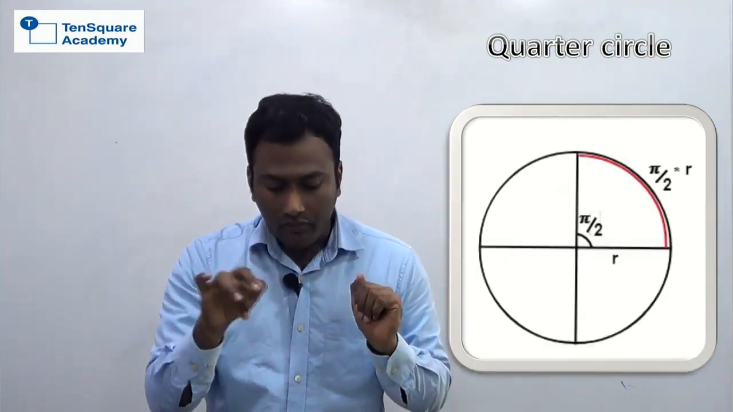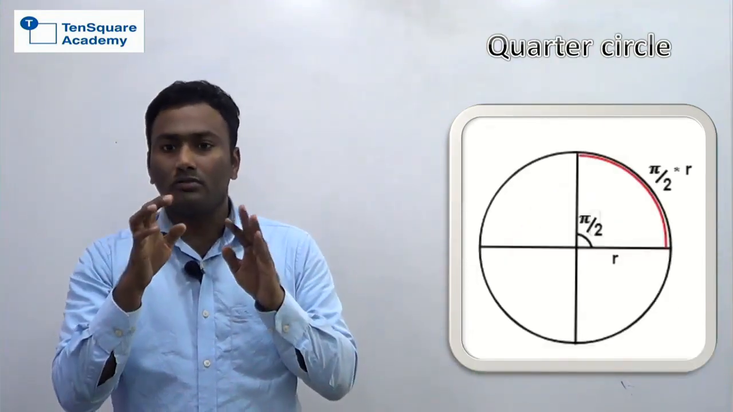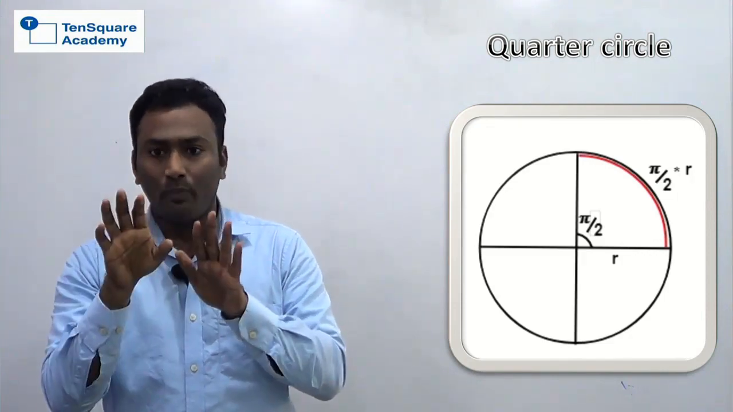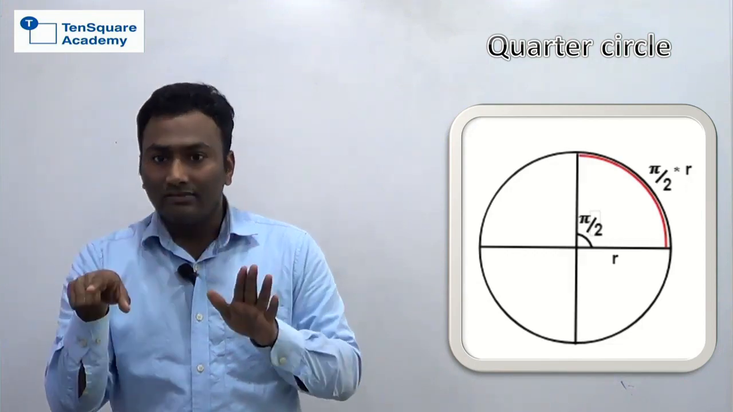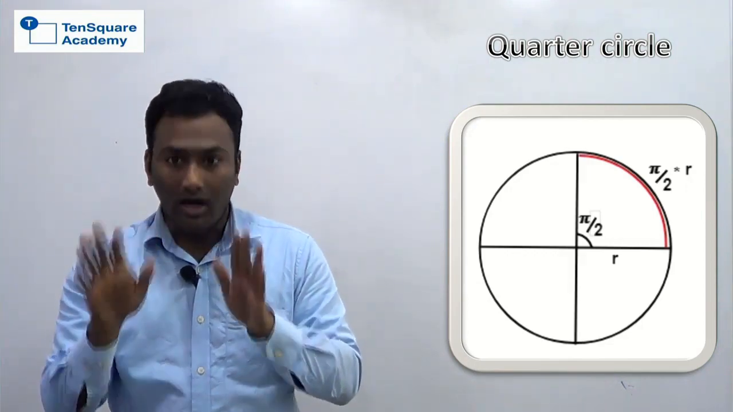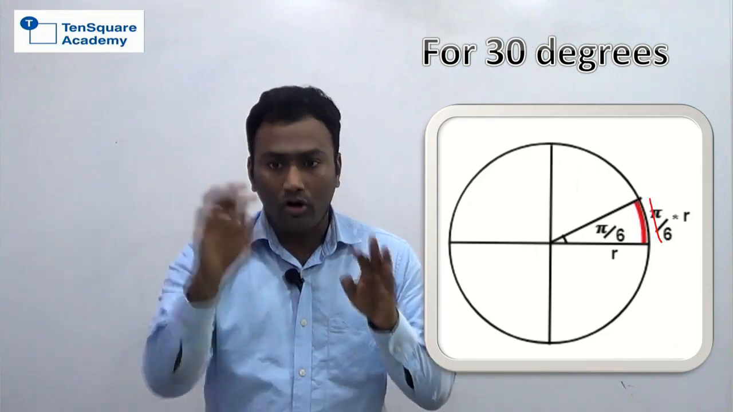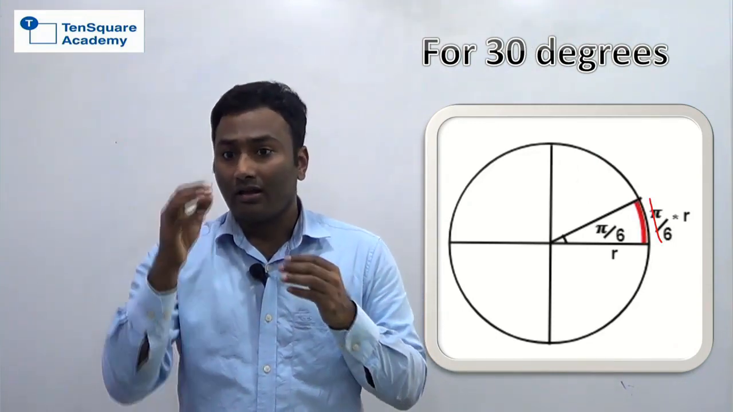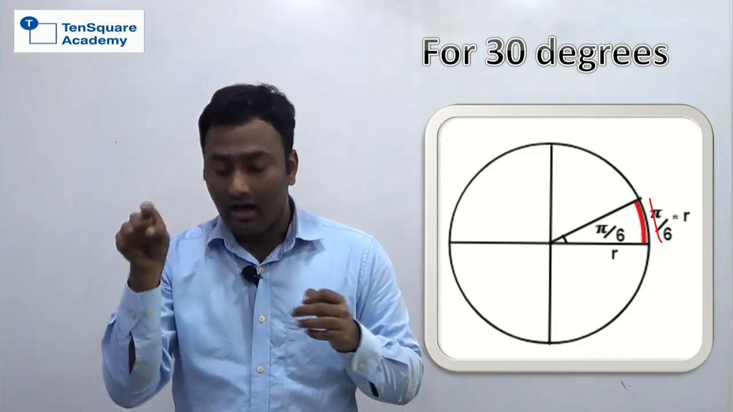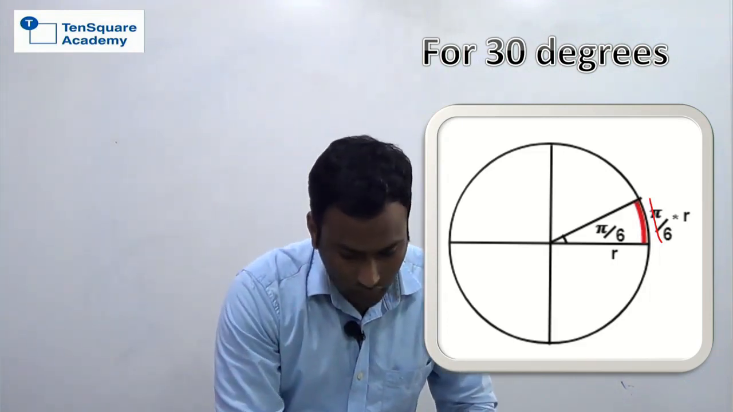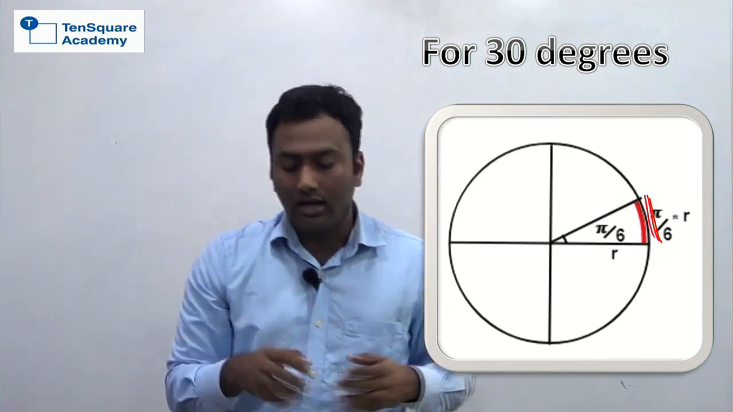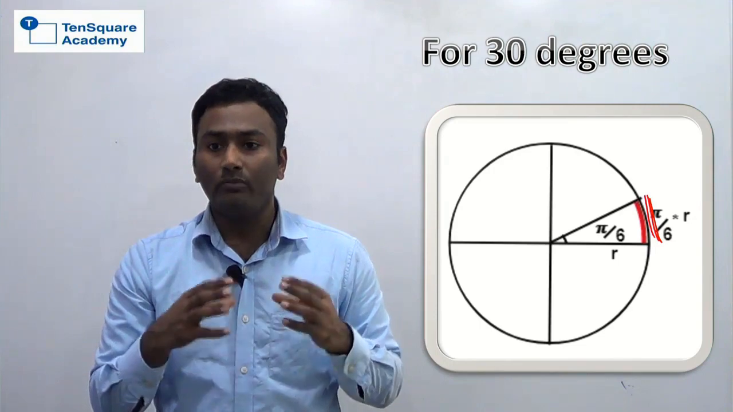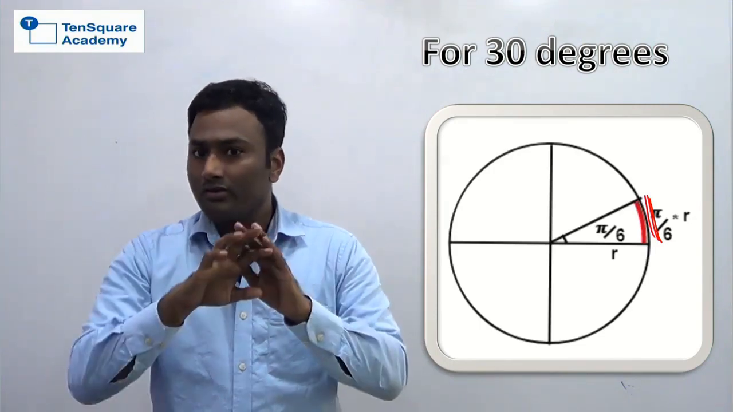Now, I am taking a quadrant. So, the angle enclosed is, as the total is 2 pi, the value is pi by 2 into r. Similarly, for another value, pi by 6, the arc length. So, we used to call that arc length. So, this is called arc length. If the angle is pi by 6, the arc length value will be pi by 6 into r. So, this is much more convenient.